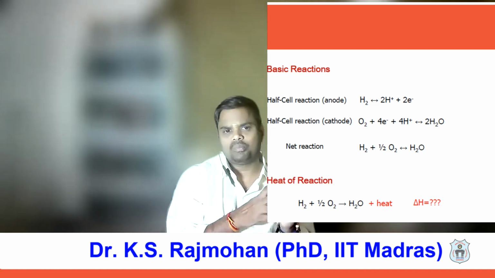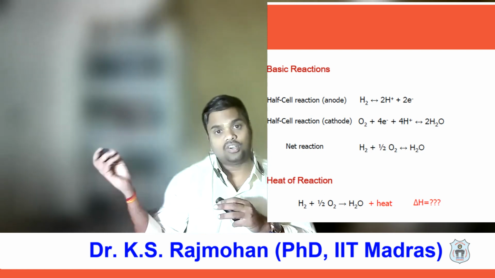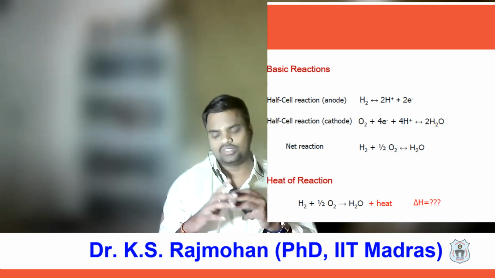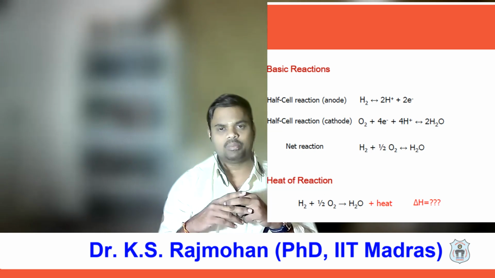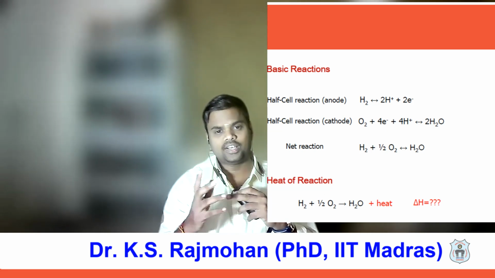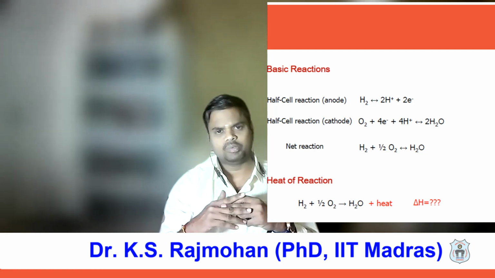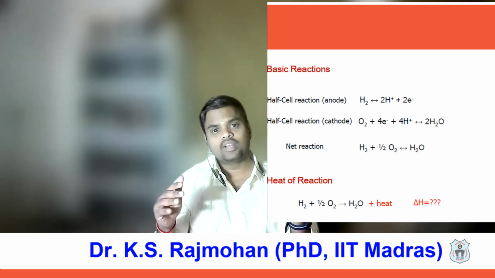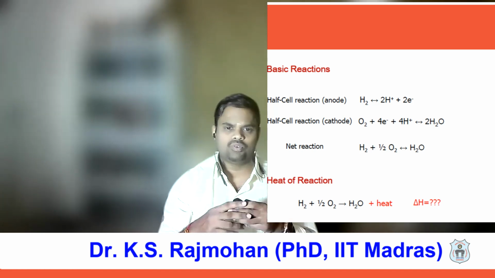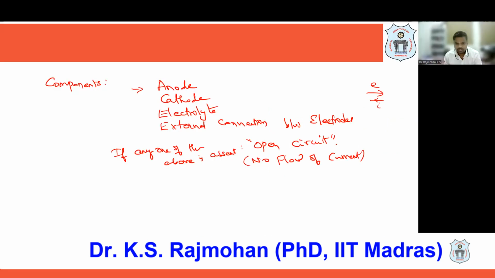Similarly, the H+ ions formed at the anode pass through the electrolyte and reach the cathode surface, and oxygen enters the cathode surface. So the reaction at the cathode is O2 plus 4 electrons plus 4 H+ ions, giving a reversible reaction forming 2 molecules of water, 2H2O. So the overall reaction is H2 plus half O2 giving H2O, which is again a reversible reaction. So we have the open circuit condition.